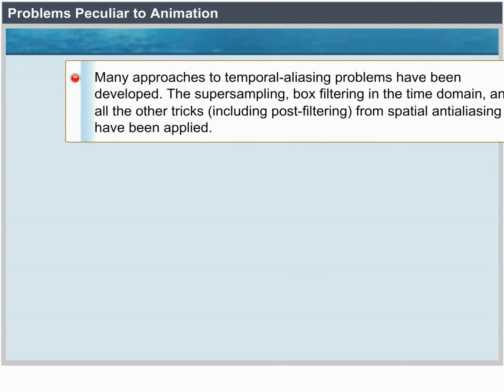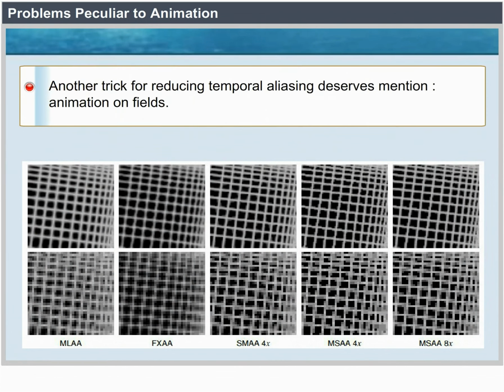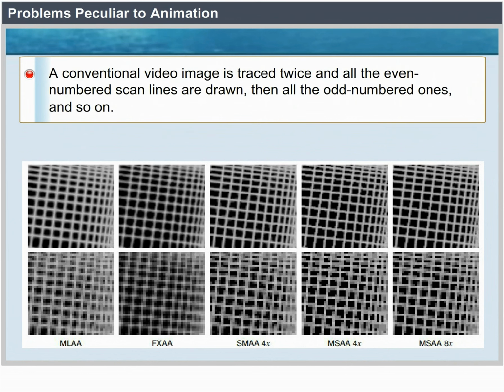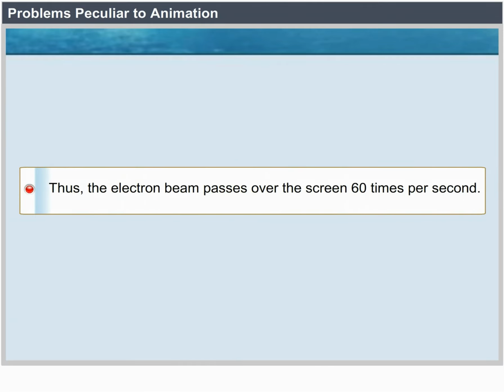Many approaches to temporal aliasing problems have been developed. Supersampling, box filtering in the time domain, and all the other tricks, including post-filtering from spatial anti-aliasing, have been applied. Another trick for reducing temporal aliasing deserves mention: animation on fields. A conventional video image is traced twice. All the even-numbered scan lines are drawn, then all the odd-numbered ones, and so on. Each scan line is redrawn every 1/30th of a second, but the even-numbered and odd-numbered scan lines are drawn in two different passes. Thus, the electron beam passes over the screen 60 times per second.